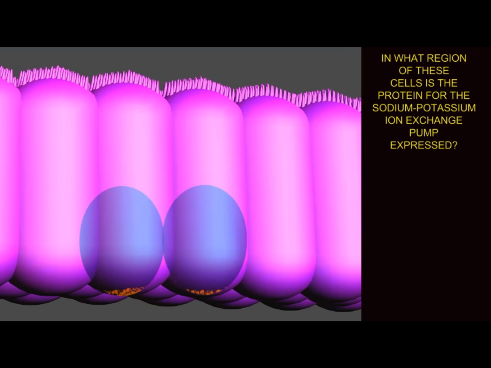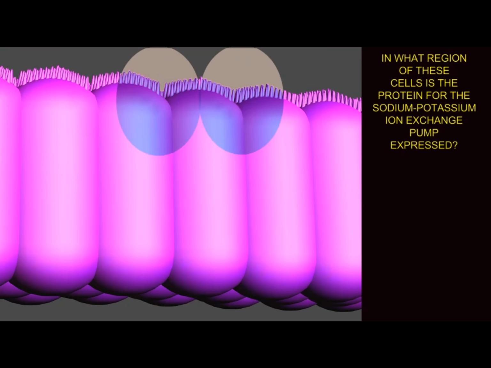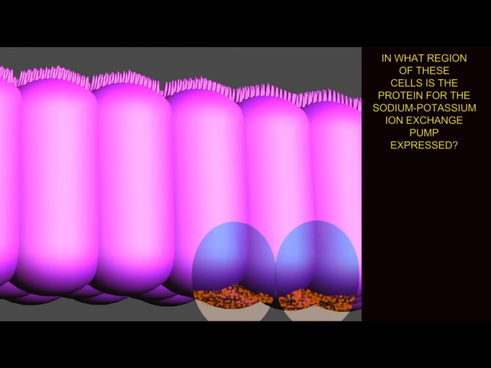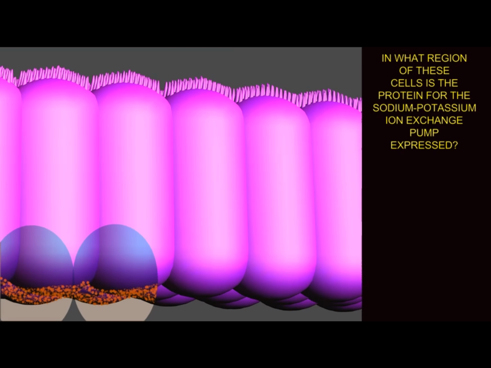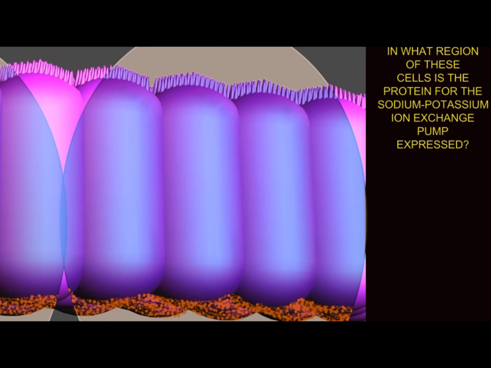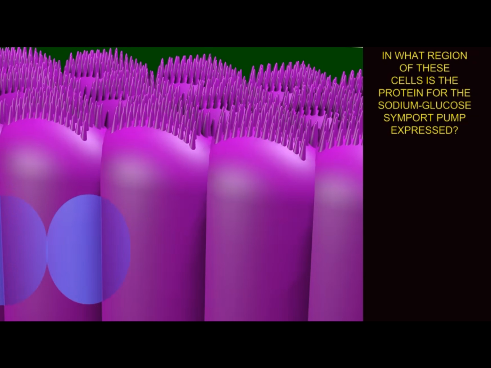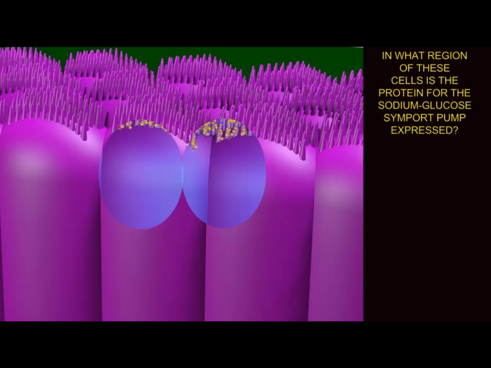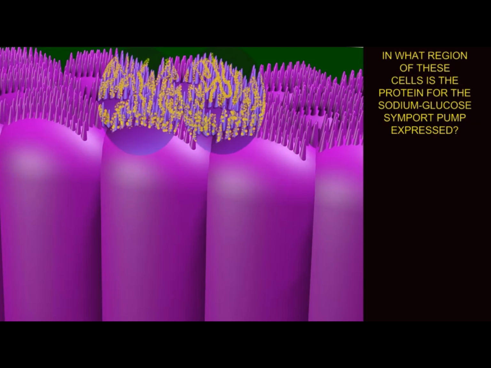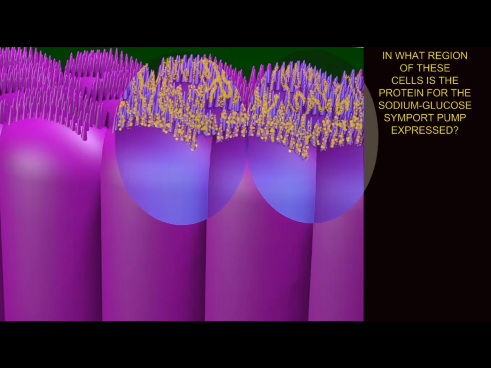And thus these epithelial cells lining either the small intestine or the kidney tubule express both the sodium-potassium ion exchange pump, but only at the basolateral membrane, and the sodium-glucose symport pump, but only at the apical membrane.